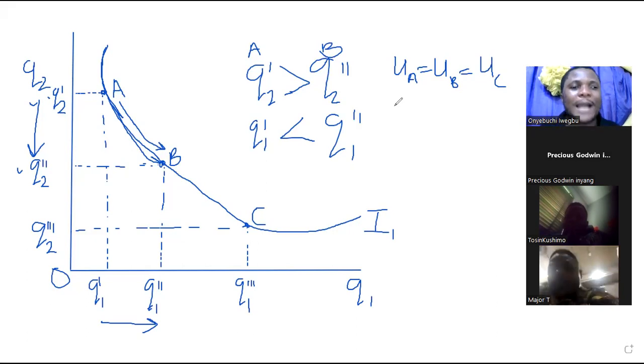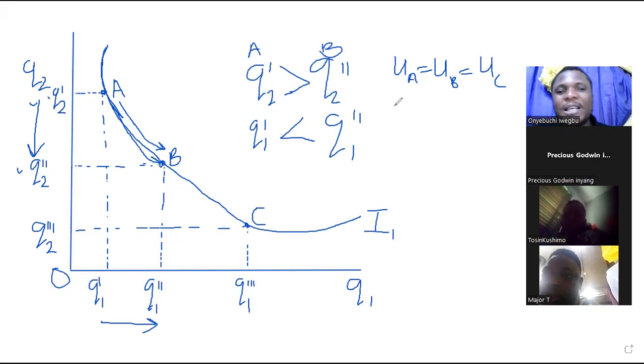Now, let's look at the properties of our indifference curve. The first property of my indifference curve is that it is established on the first quadrant of my plane shape. My indifference curve is established on the first quadrant of my plane shape.